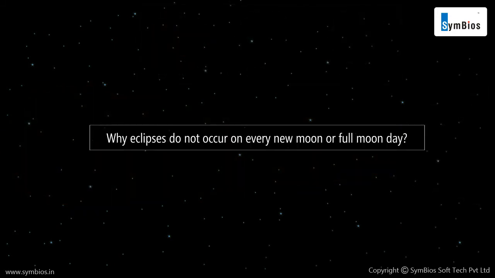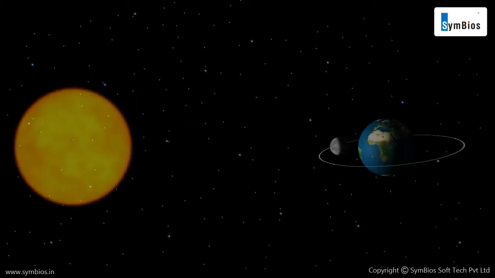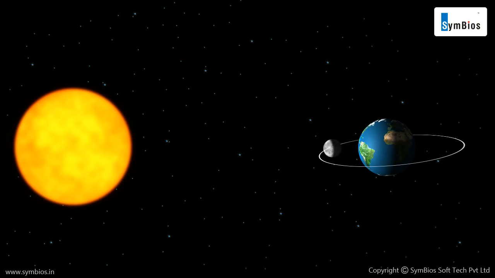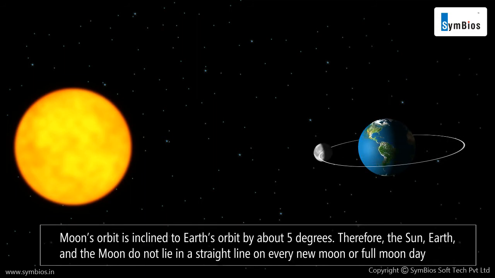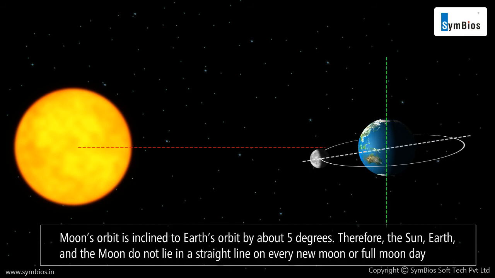Why eclipses do not occur on every new moon or full moon day? A lunar eclipse does not occur on every full moon day, nor does a solar eclipse occur on every new moon day. This is because moon's orbit is inclined to Earth's orbit by about 5 degrees. Therefore, the sun, earth and the moon do not lie in a straight line on every new moon or full moon day.